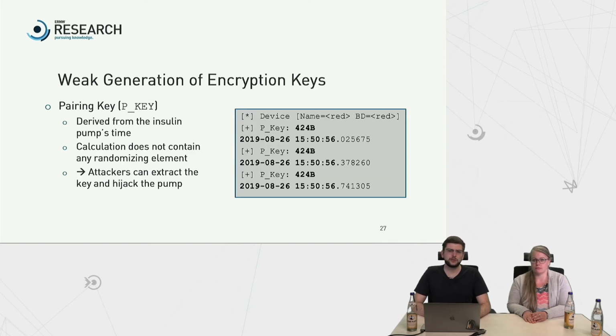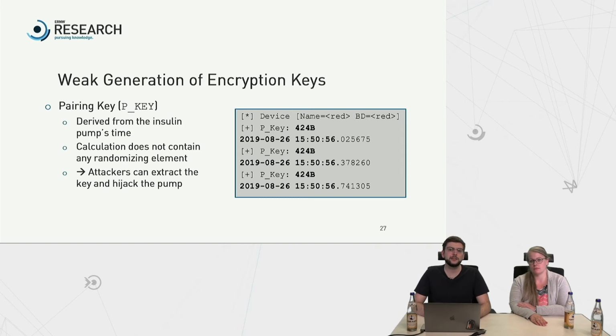Having these two occurrences of doubtful calculation of secrets, we further investigated all the other keys and recognized that also the pairing key is not random. This key is calculated on the pump, so we had no ability to reverse this calculation. Though we wrote a script that requested pairing multiple times within a second and saw that the same key will be returned. Therefore, we tried multiple parameter combinations for this calculation and finally found the formula to calculate the pairing key being derived from the pump's time during pairing.